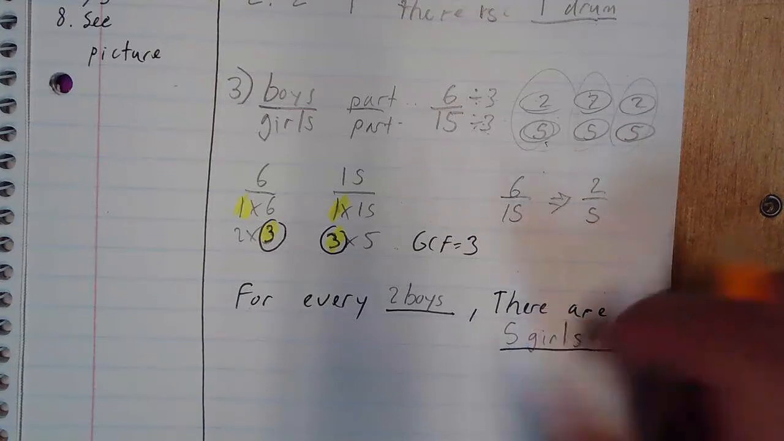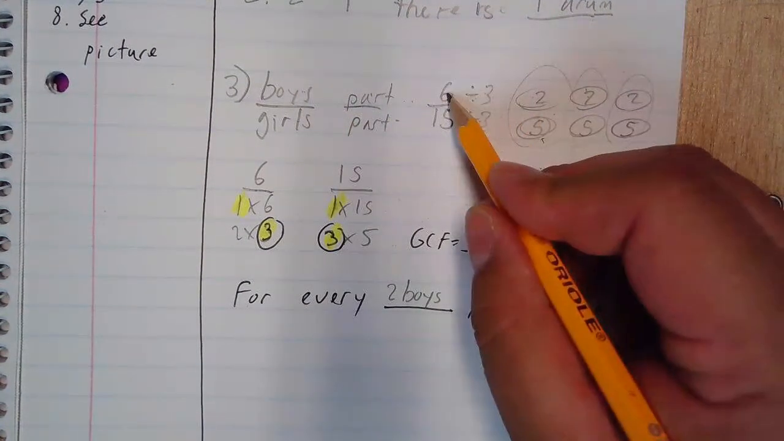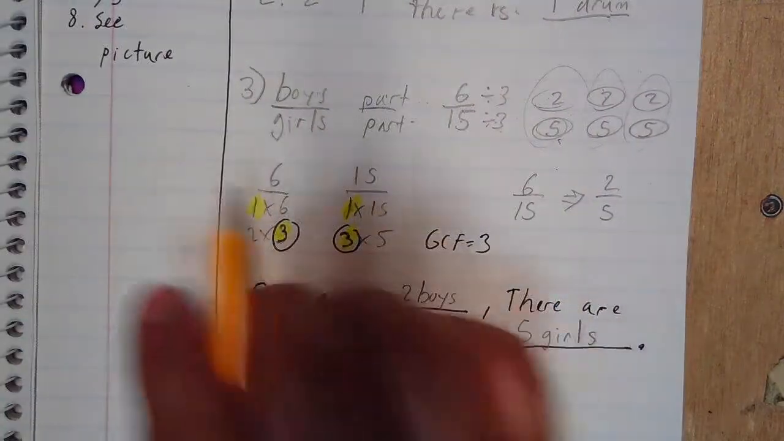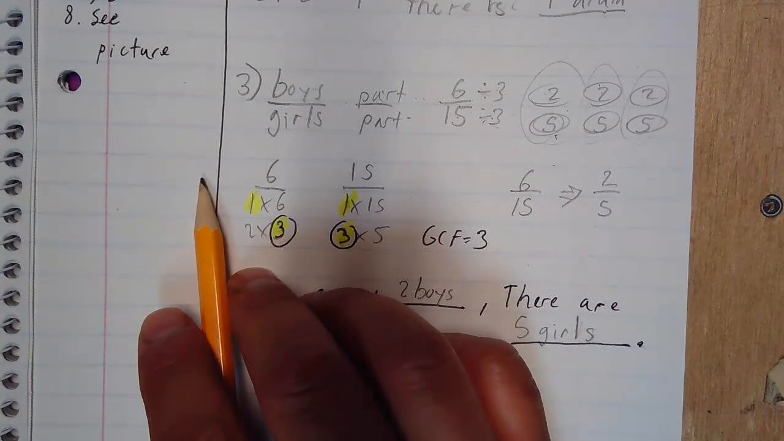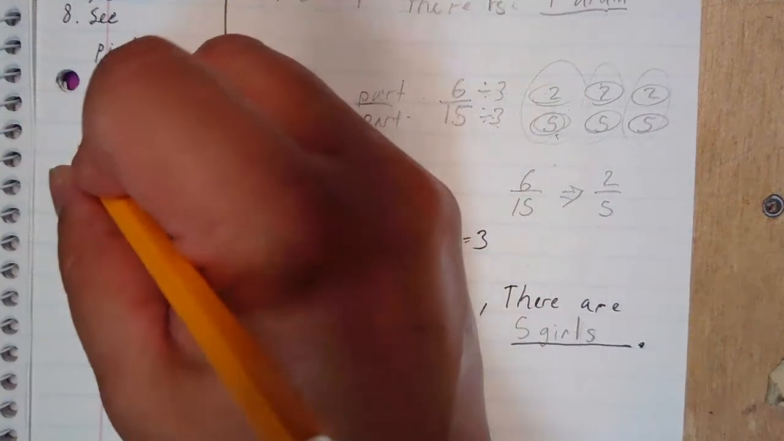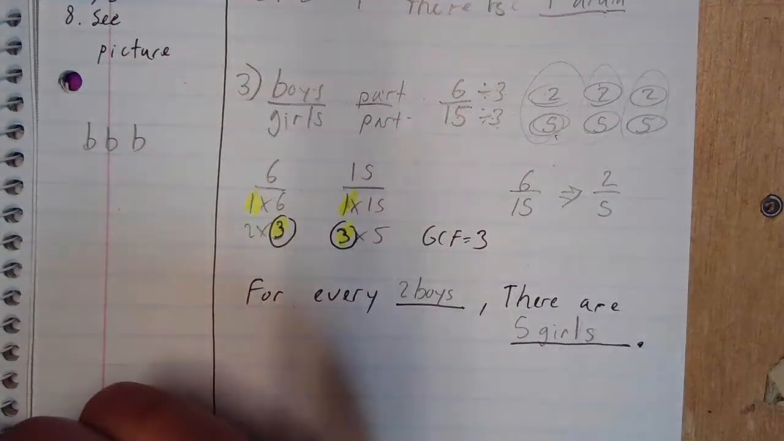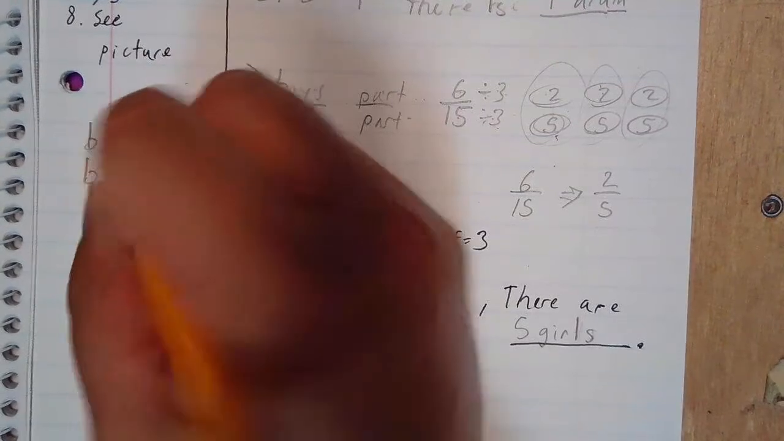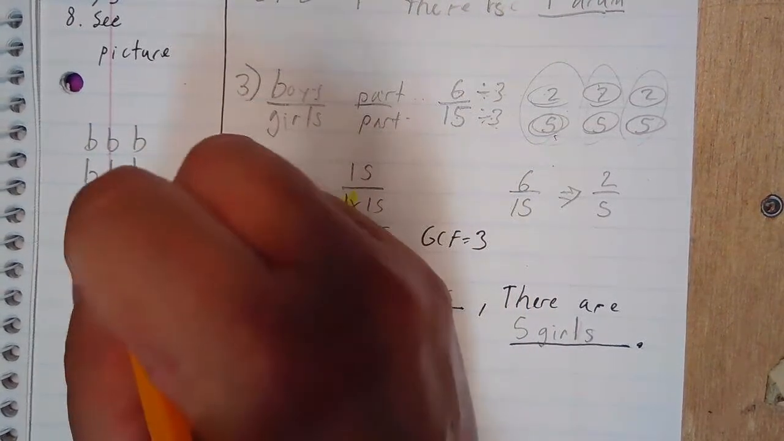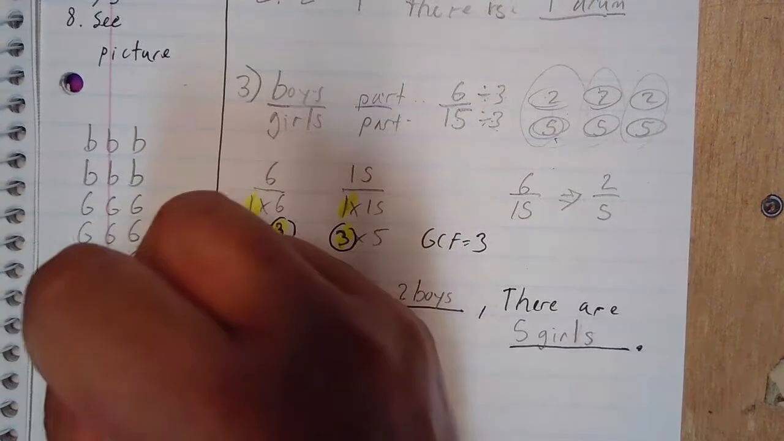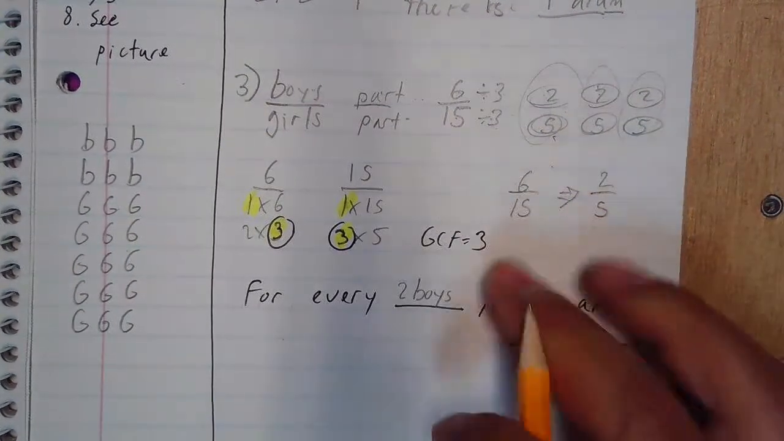All right. Part to part, we're looking for the relationship between boys and girls. 6 boys, 15 girls. Now, if you want to draw 6 dots here, 6 B's and 15, maybe we should. B, B, B. B for boy, B for boy. G for girls. G, G, G, G, G, G, G, G, G. Maybe I should have done this. But now I started, I'm committed to it.